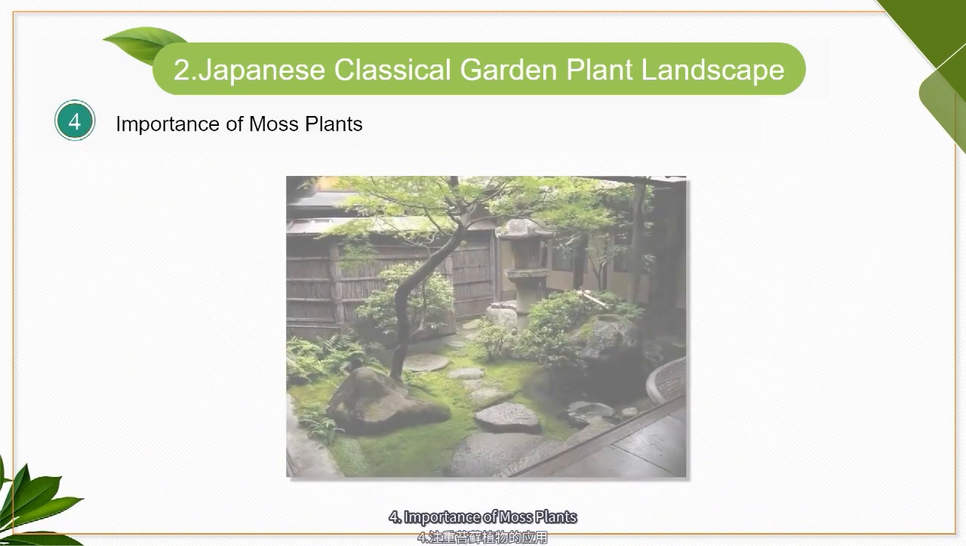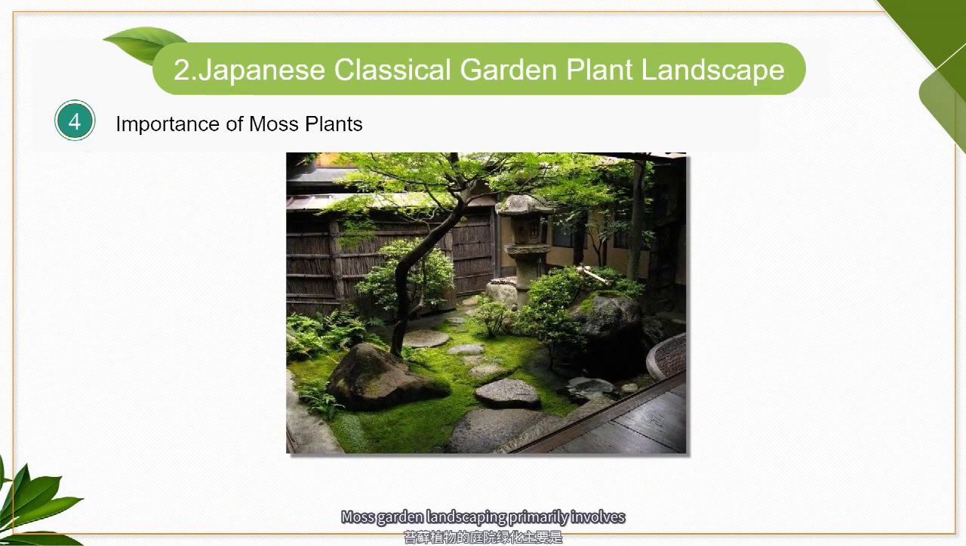4. Importance of moss plants. Moss garden landscaping primarily involves skillful terrain management, water feature planning, and plant arrangement. Various types of mosses are meticulously selected to create suitable growth environments and rich moss landscapes.